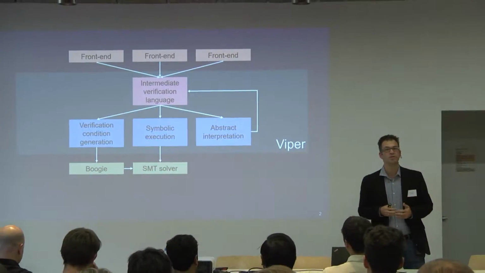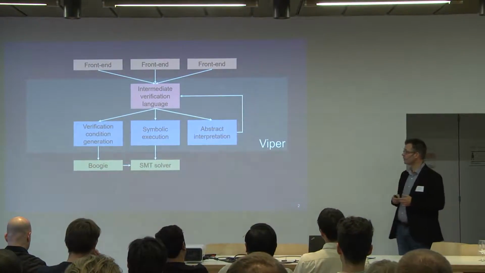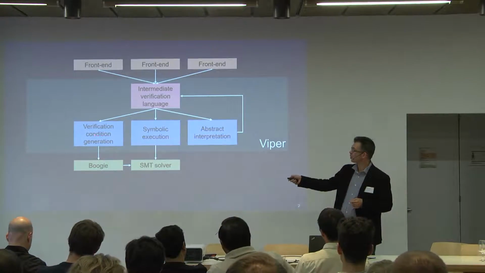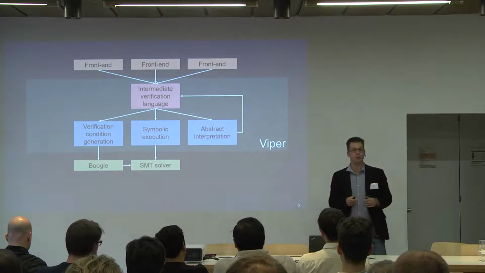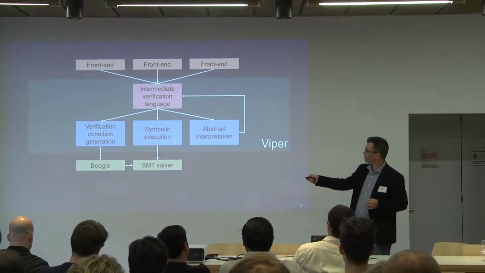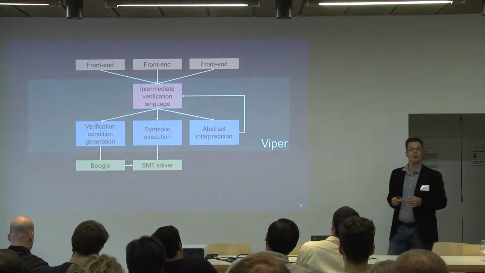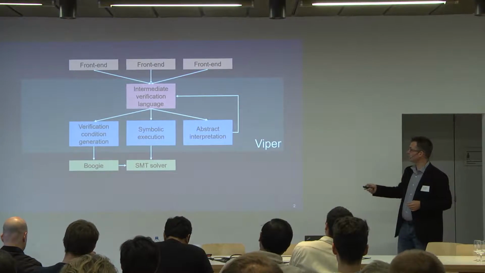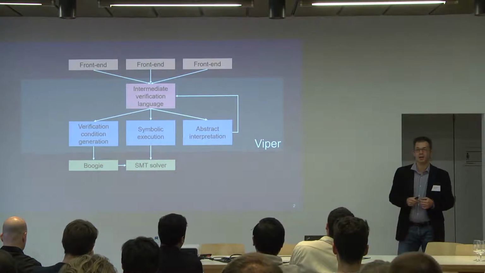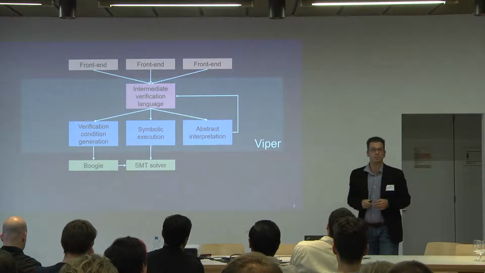And so in order to do this kind of reasoning, we have three backends that operate on this intermediate language. One is a verification condition generator, which translates Viper programs via an encoding into Boogie, which Ruslan developed, who is here. The other one is a symbolic execution engine, which executes the Viper program and directly talks to an SMT solver to solve queries. And the third one is an abstract interpretation engine, which we use mostly to infer specifications that can then be fed back into the Viper program and used by the other backends.